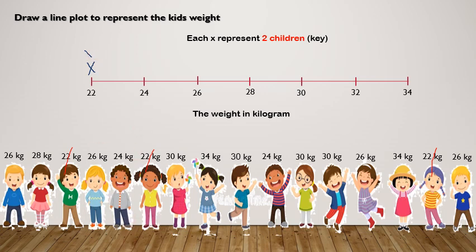24. Let's search for 24. We have here 1, 2, only two 24s. I know that each X represents 2 kids. So 1, 2. Okay, let's move to the next number. 26. How many times is it repeated?